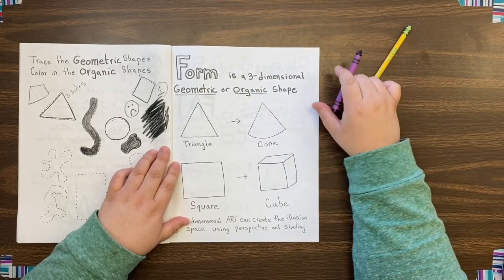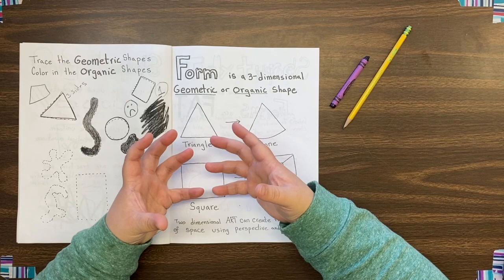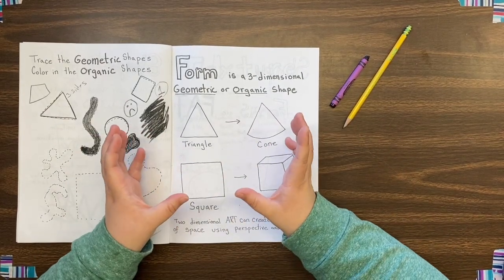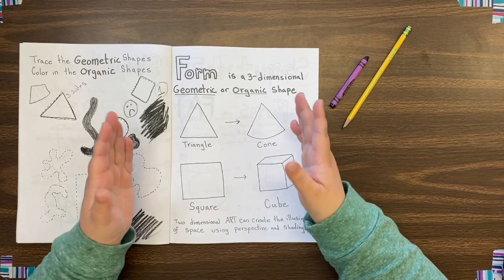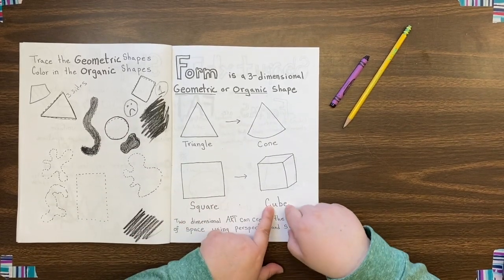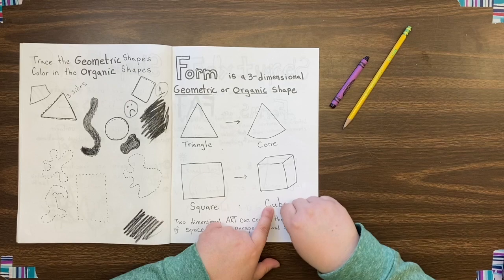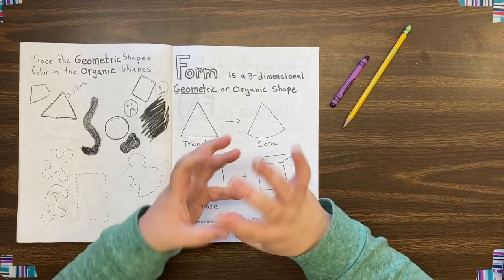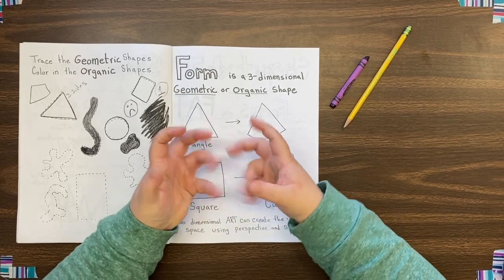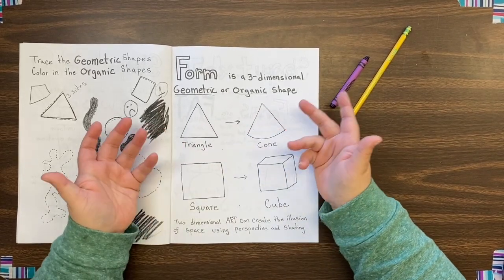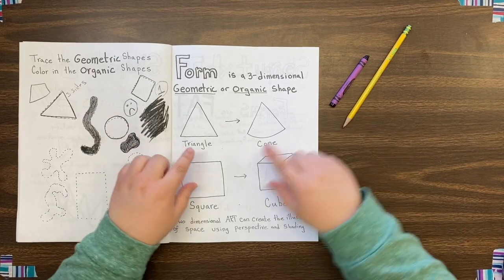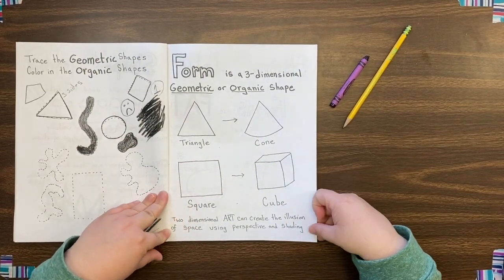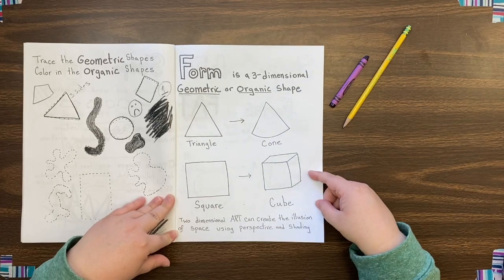So you could have something that is three-dimensional, that is a geometric shape. So something like a cube. A square becomes a cube. You could have something, though, that's more organic. So like if I take a ball of clay and I just squish it into a weird lump, that's an organic three-dimensional form. Two-dimensional art can create the illusion of space by using perspective and shading.